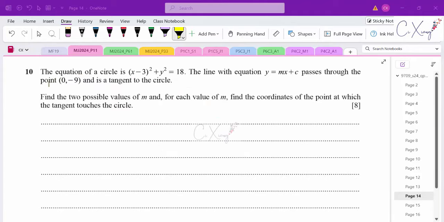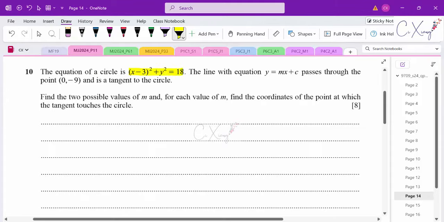Question number 10. The equation of a circle is this one. And then there's a line with y equals to mx plus c, pass through the point 0 and negative 9, the tangent to the circle. Okay, so for this particular sentence here, if you want to sketch out the diagram, it might look something like this. That means you're having a circle, and then there's a line, which is y equals to mx plus c, pass through the point, and it is the tangent. So that means this is the tangent of the circle.